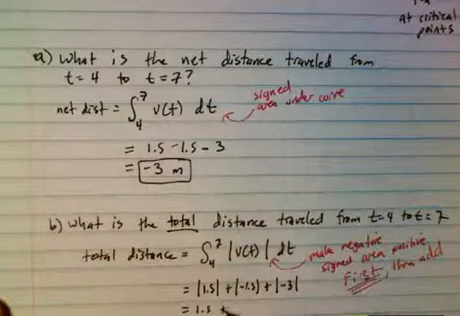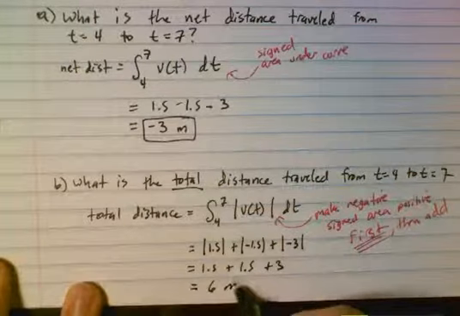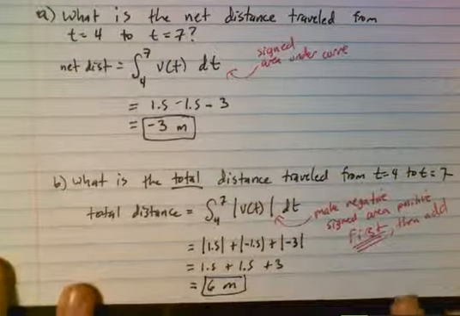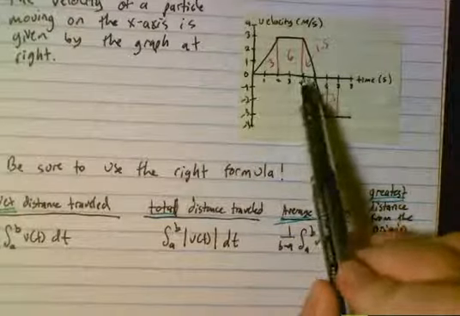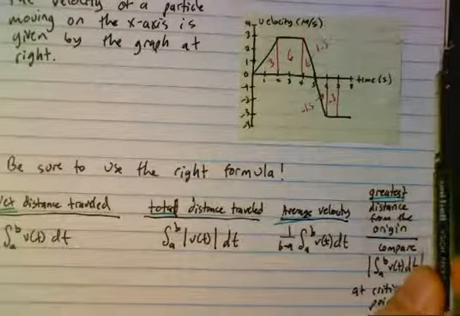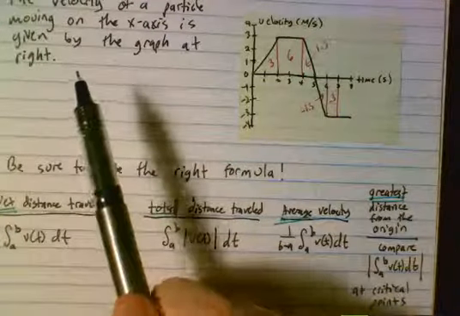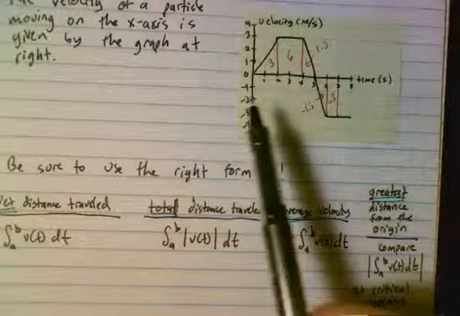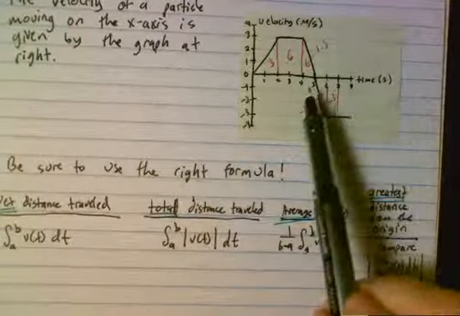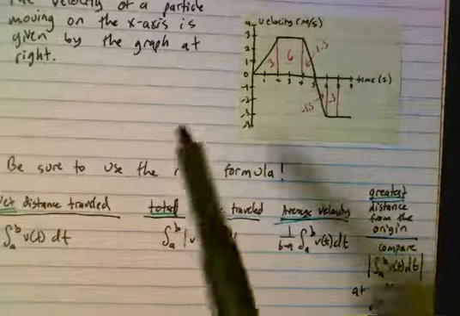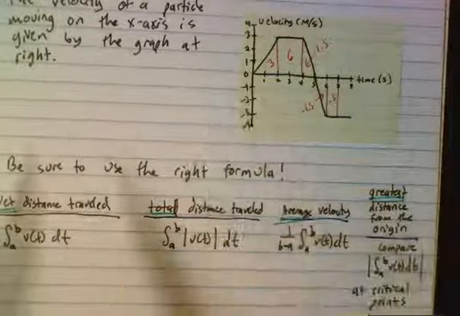So here we've got 1.5 plus 1.5 plus 3, 6 meters. So what this is saying is that first, at time equals 4, we were somewhere, and then we went 1.5 meters to the right, and then we went 1.5 meters back, and then 3 meters further to the left. But both of those 1.5s count. We went 1.5 plus 1.5 plus 3 to find total distance, whereas net distance is just saying where were we in relationship to that point. So we went 1.5, but then we undid that, so we're just counting the negative 3 that we went to the left.